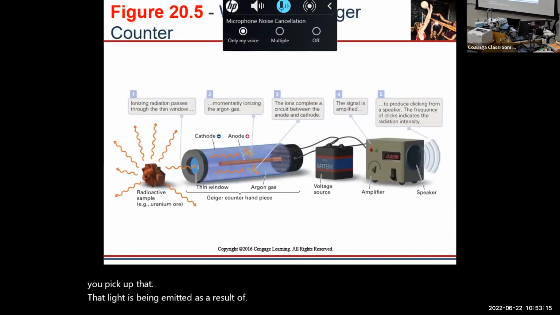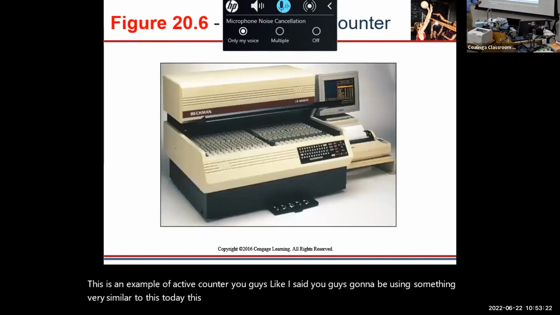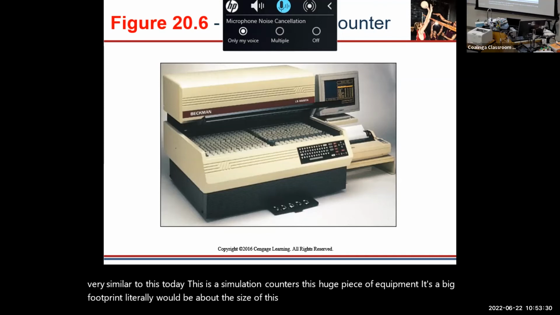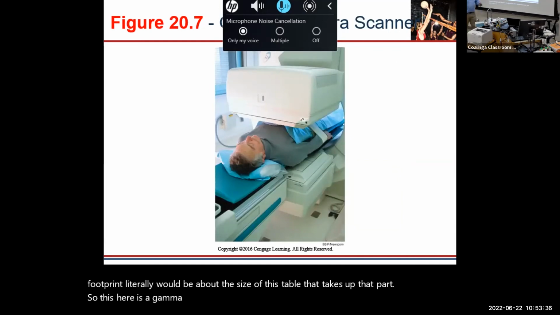This is an example of a Geiger counter. Like I said, you guys are going to do something very similar to this today. This is a scintillation counter. It's this huge piece of equipment with a big footprint. Literally, it's going to be about the size of this table. So this here is a gamma camera scanner. This is what you guys will run into in the hospital.